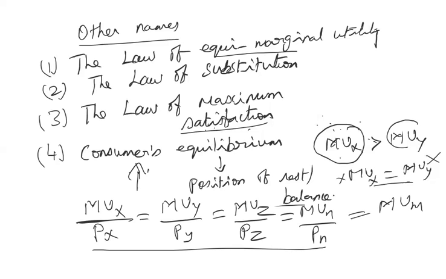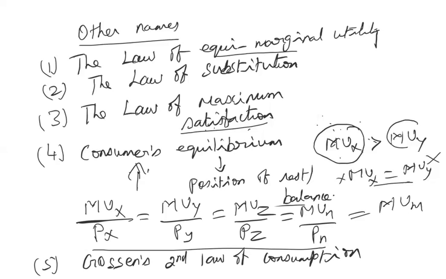And another name is Gossen's second law of consumption. The law of diminishing marginal utility was Gossen's first law of consumption, because he was the first person to introduce the law of diminishing and equi-marginal utility, even though Marshall popularized it later. So this is called Gossen's second law of consumption by W.S. Jevons. These are all the other names of the law of equi-marginal utility.